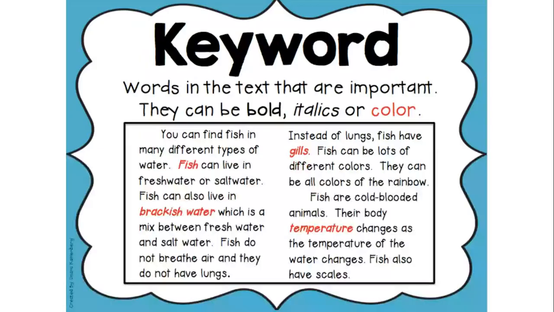The next one is a keyword. Keywords are words that are in the text that are important. So we're talking vocabulary words, keywords that you need to know to understand what's going on in the lesson. These are sometimes bolded, sometimes they're in italics, sometimes they're in color, sometimes they're highlighted. Basically anything that makes that word stand out compared to the rest of the text.